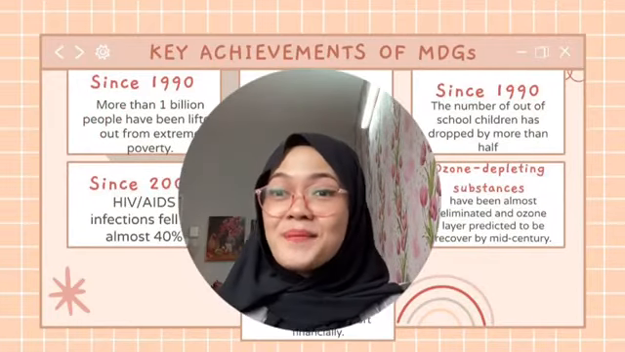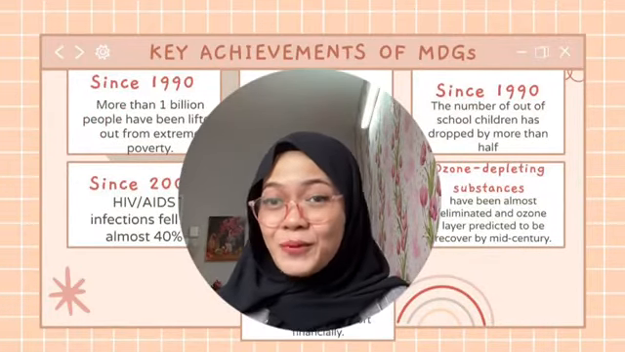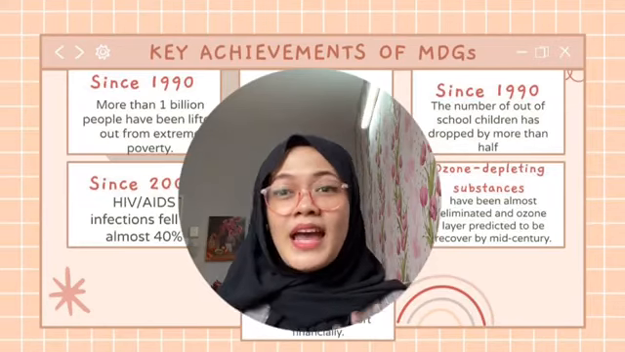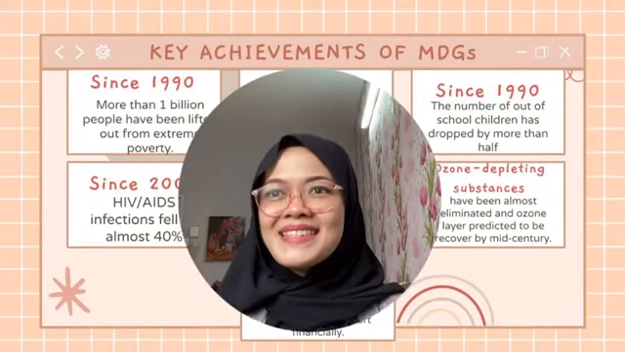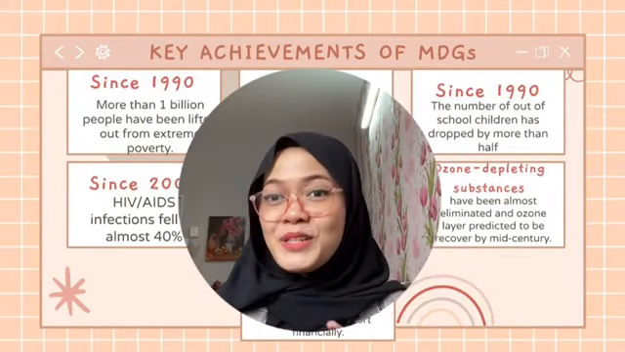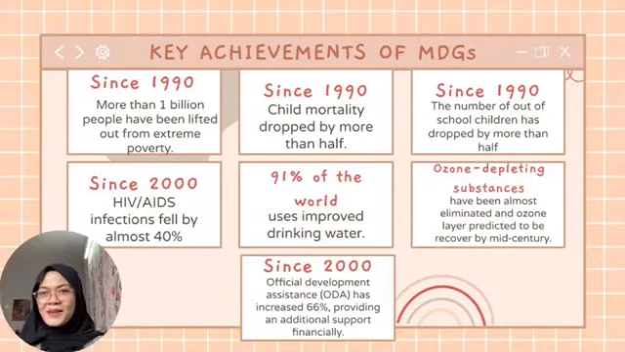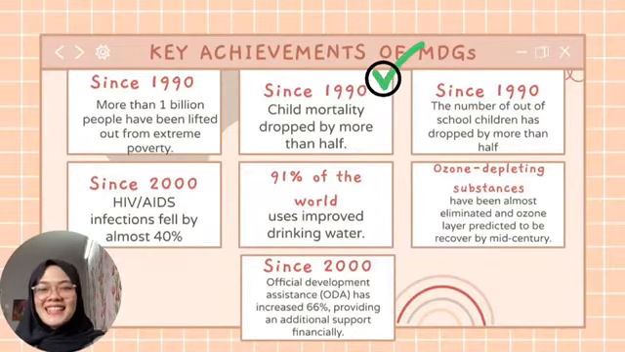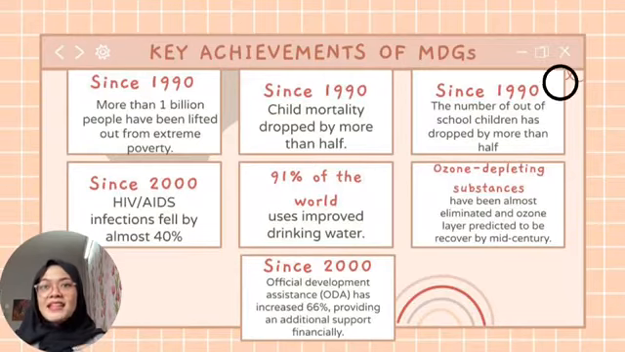So, MDGs has been a great and successful global effort to the world. There have been many achievements since MDGs started to be used as the framework. One of them is, since 1990, more than 1 billion people have been lifted out of extreme poverty. Not to forget, since 1990, child mortality dropped by more than half. And the number of out-of-school children has also dropped by more than half.